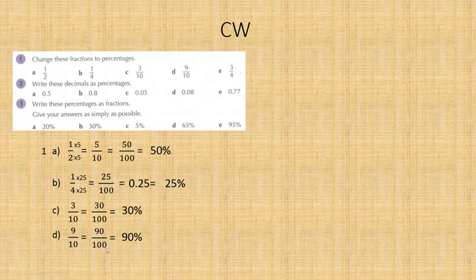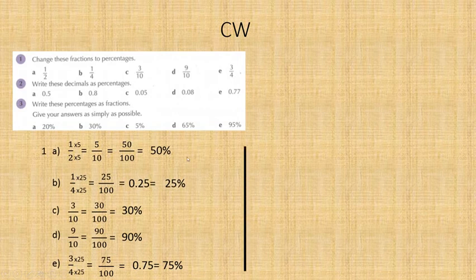90%. And 3/4, which is number E, I'm multiplying by the best friend, which is 25, and whatever I'm doing down, you have to do up here. So 75 over 100 is going to be equal to 75 hundredths, which equals 75%. Okay, so this is for question number 1. Let's go to question number 2.